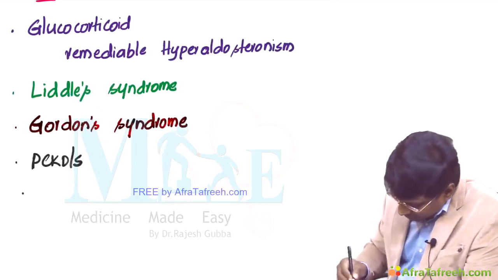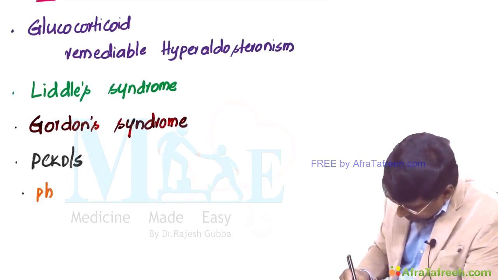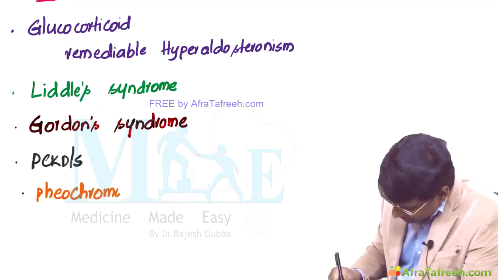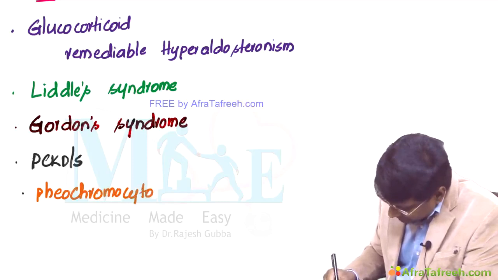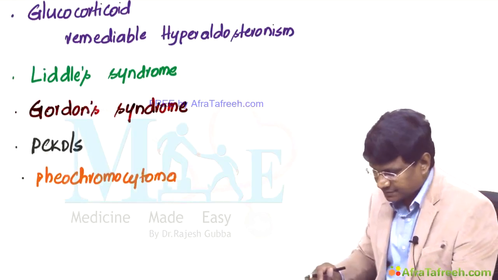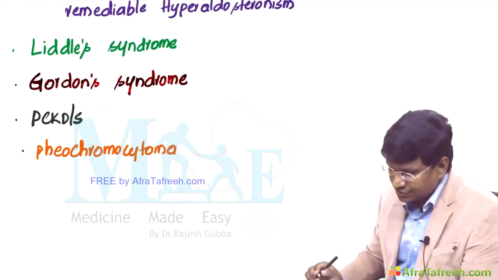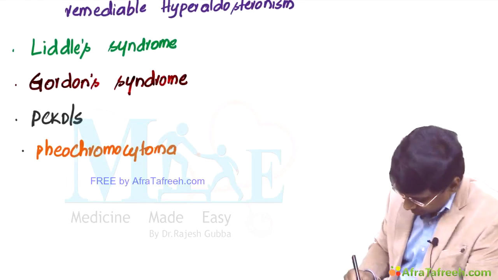Next, another autosomal dominant condition is in patients with pheochromocytoma. Pheochromocytoma is a clinical condition which is characterized by a tumor originating from the adrenal medulla. Next, the other important autosomal dominant condition is hypertension exacerbated in pregnancy.